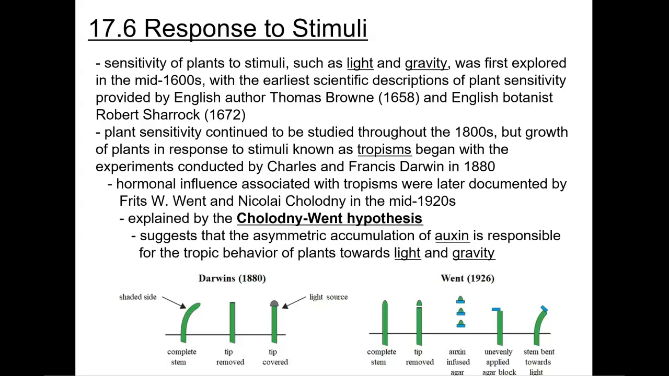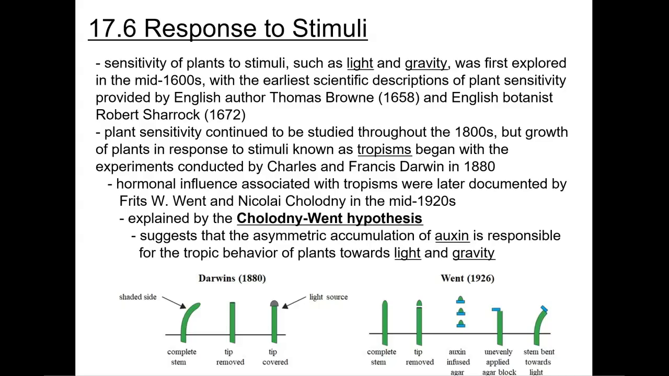Sensitivity of plants to stimuli such as light and gravity was first explored in the mid-1600s, with the earliest scientific descriptions of plant sensitivity provided by an English author, Thomas Browne, in 1658, and English botanist Robert Sharrock in 1672. Plant sensitivity continued to be studied throughout the 1800s, but growth of plants in response to stimuli, known as tropism, began with experiments conducted by Charles and Francis Darwin in 1880. Hormonal influences associated with tropism were later documented by Fritz W. Went and Nikolai Cholodny in the mid-1920s.